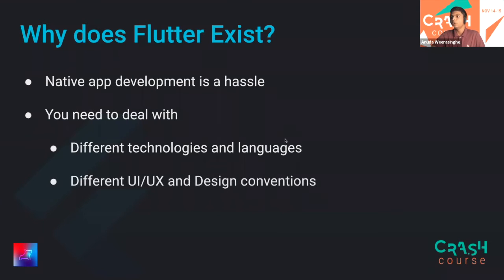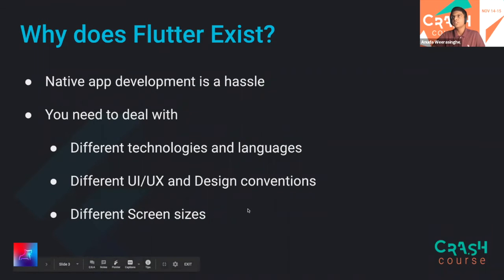The other thing is if you want to build native apps for both Android and iOS, you have to follow different user interface and user experience conventions based on the specific OS and the specific design conventions that each operating system has. And the other thing is you have to develop apps that can meet different screen sizes. With iOS, there are close to 10 or 15 screen sizes. And then if you look at Android, there are millions of screen sizes. So just dealing with making your app work well with all these different screen sizes is also a big hassle with native app development.